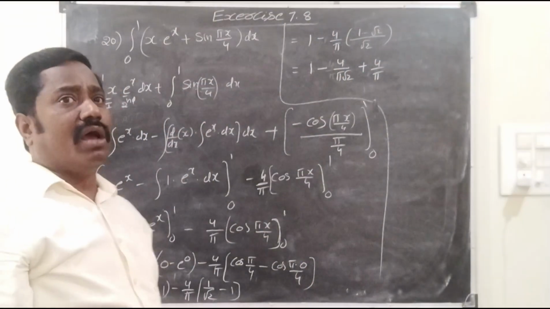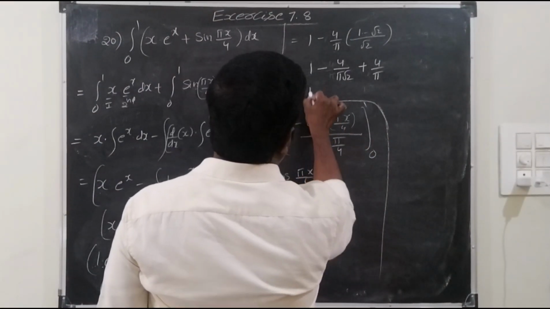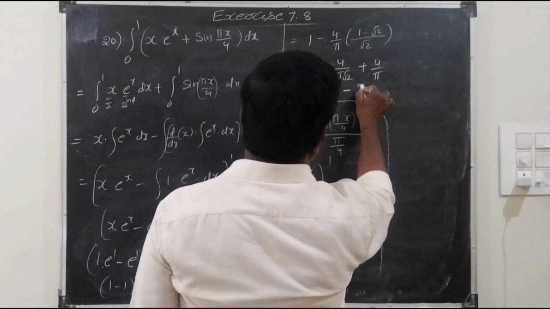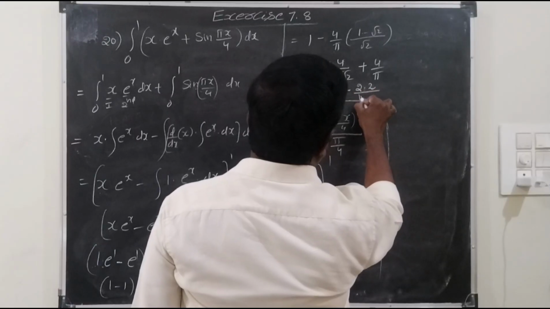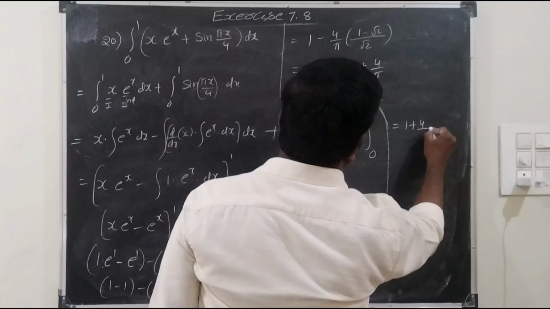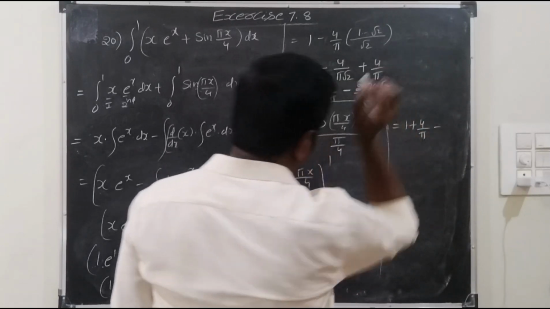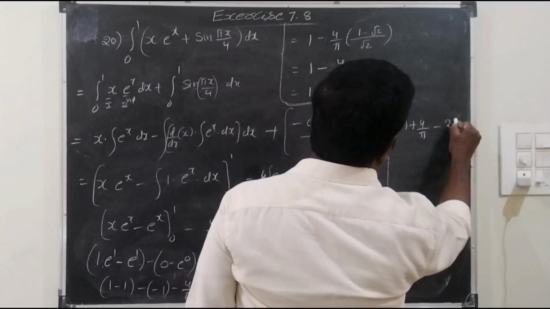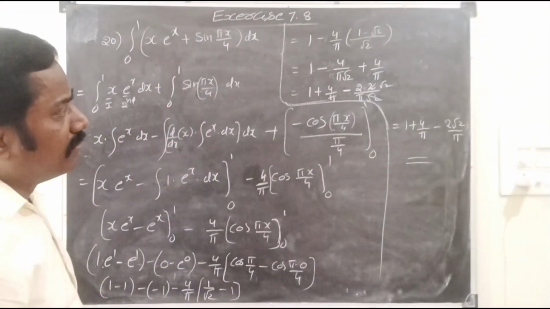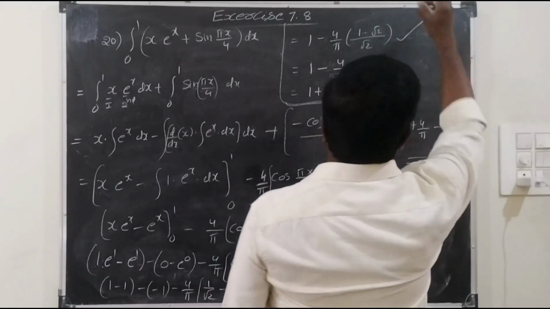According to your textbook answer, we can write this as 1 plus 4 by pi minus 4, I am writing 2 into 2 by pi root 2. Then they have done here 1 plus 4 by pi minus, and we can cancel root 2 times. That means 2 root 2 by pi. This is your textbook answer given: 1 plus 4 by pi minus 2 root 2 by pi. We can leave it even here itself, no problem. It is a final simplification.